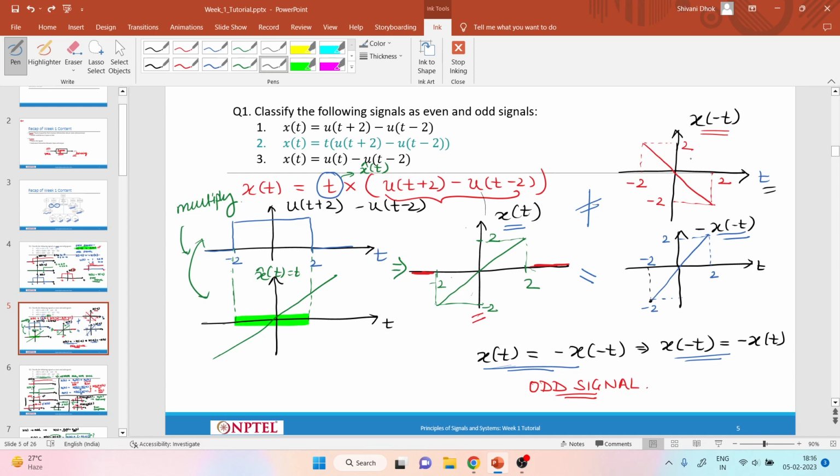And if we observe x of t and x of minus t, those two are not equal, which clearly means that it is not an even signal. So if x of t is not equal to x of minus t, this implies that it is not an even signal.